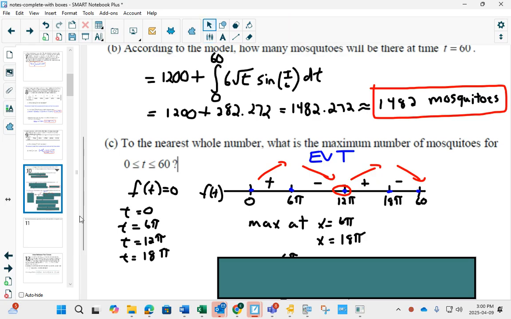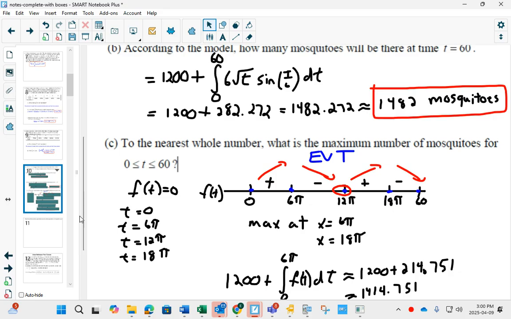You wouldn't have to check that. But in most places that I've gone for exam checking, they say check all the points. Even though you know this one's a minimum, check them all.